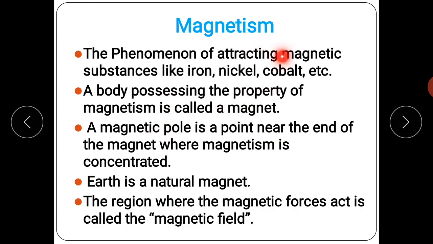The magnetism. What is magnetism? The phenomenon of attracting magnetic substances like iron, nickel, cobalt, etc. A body possessing the property of magnetism is called a magnet. A magnetic pole is a point near the end of the magnet where magnetism is concentrated. Here, the earth is a natural magnet. The region where the magnetic force acts is called the magnetic field.